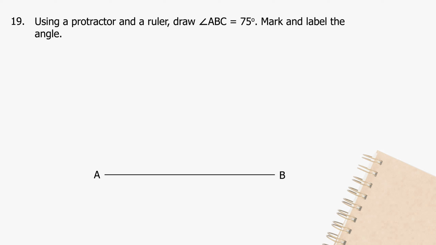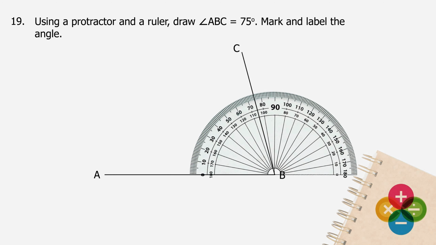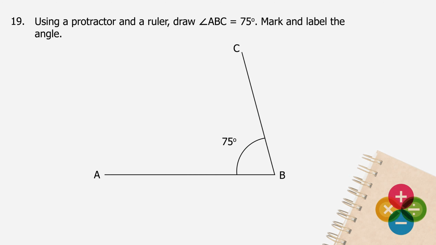Question 19. Using a protractor and a ruler, draw angle ABC equal to 75 degrees. Mark and label the angle. Using a protractor to measure 75 degrees for angle ABC. Angle ABC is drawn and shown as above.